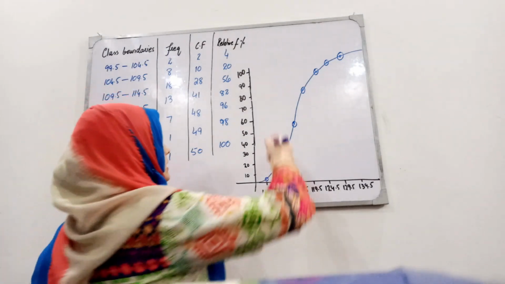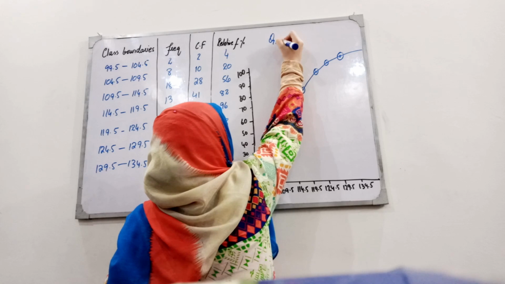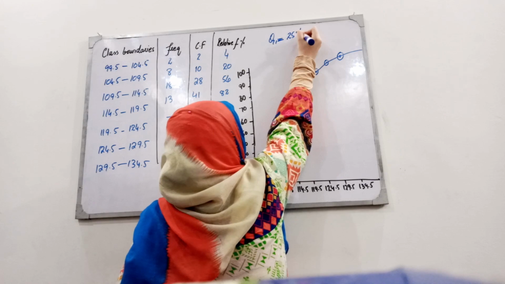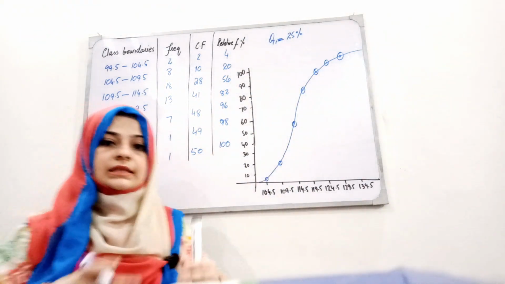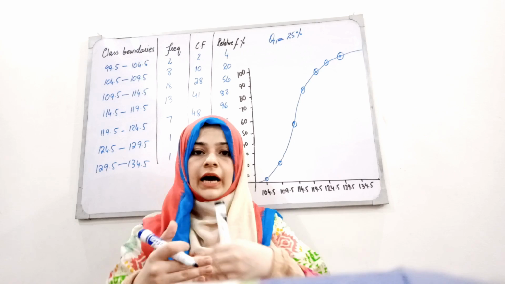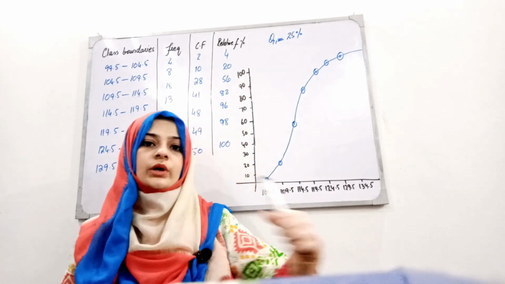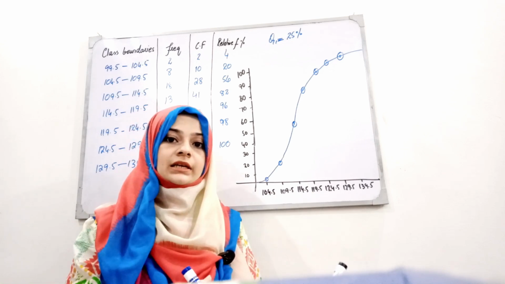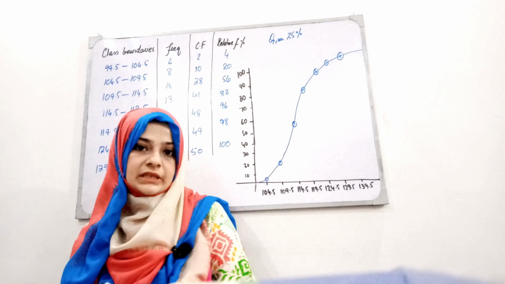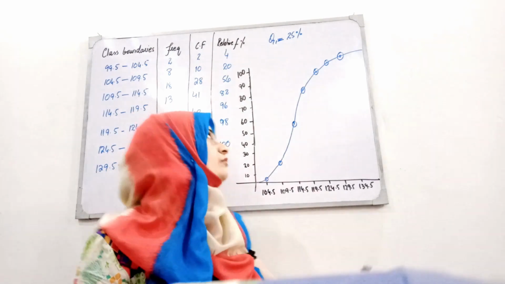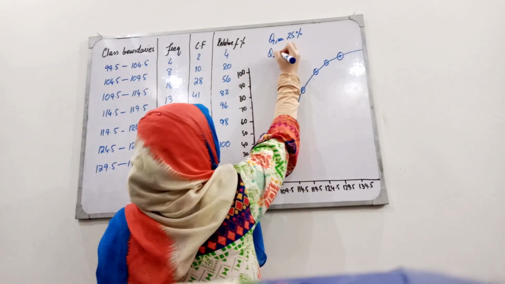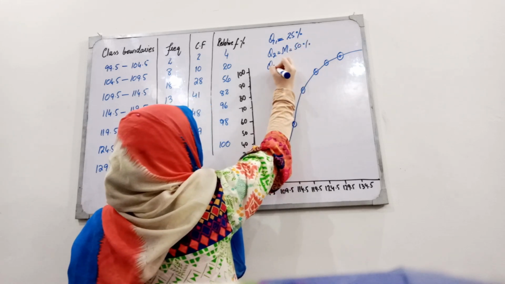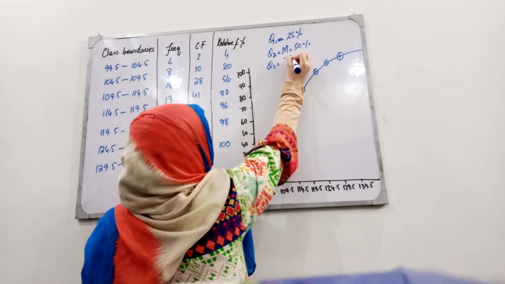As we all know, the first quartile is on the 25th percent of the data, because the quartile is the value which divides the data into 4 equal parts. So the first is on the 25%, the second quartile on the 50%, which is equal to the median, and the third quartile on the 75%.